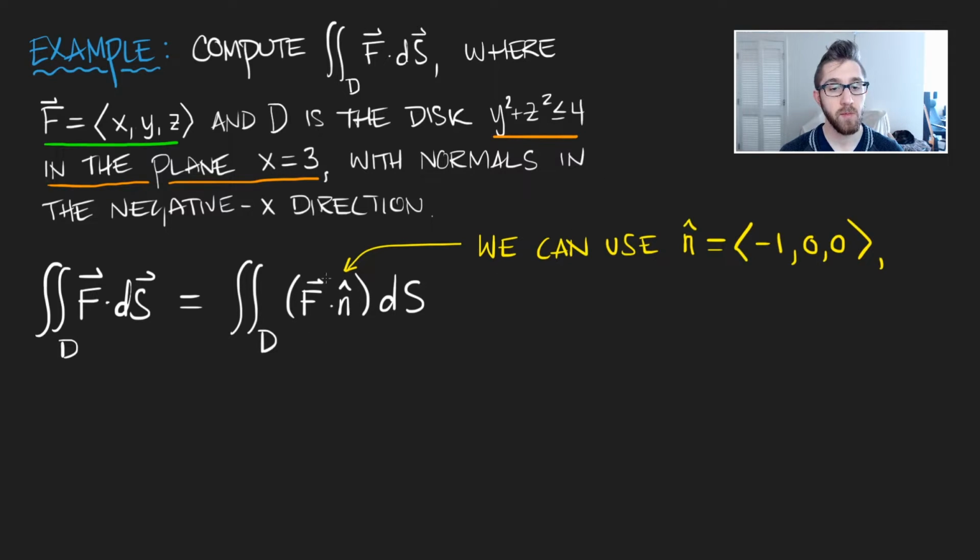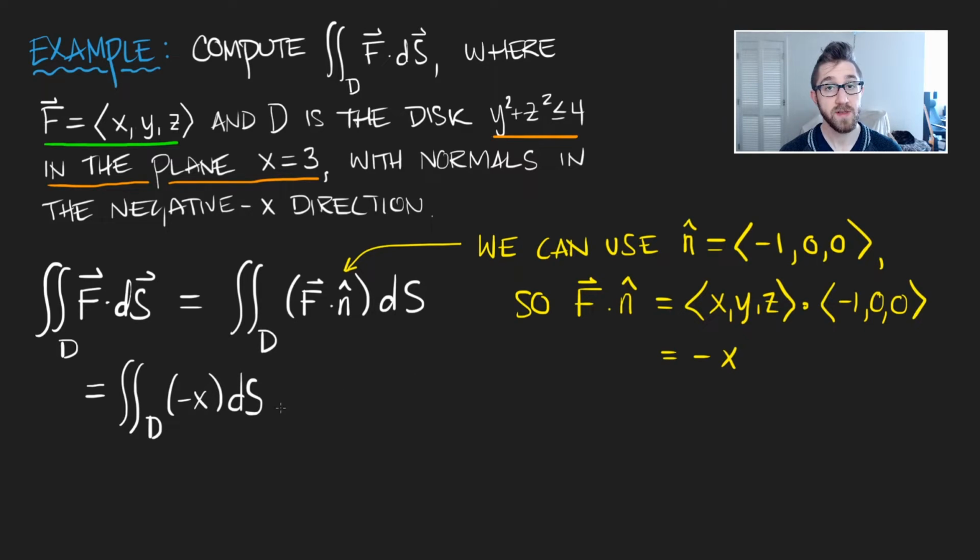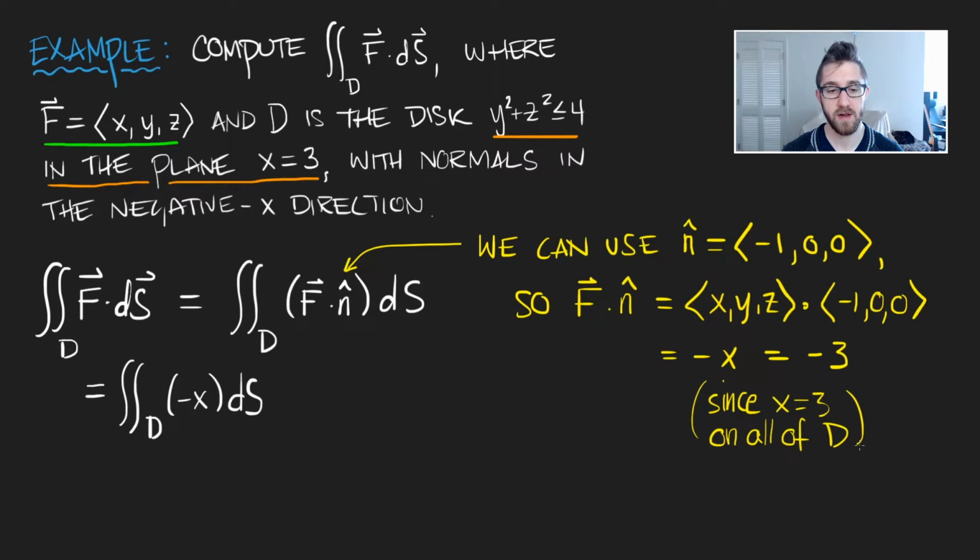Now, if we do that, let's think about what this integrand will end up being. We're taking the dot product of the vector field xyz with -1, 0, 0. And so we're just going to get negative x. And so the flux integral that we were trying to calculate, we've reduced to a scalar surface integral of negative x over this disk. But wait, there's actually more here, because we're looking at a disk that lies entirely in the plane x equals 3. So for every point on our surface, x is equal to 3, and that means that the integrand we can write as just negative 3, because x is equal to 3 on the entirety of our surface.